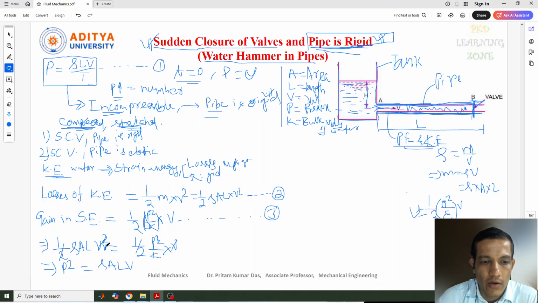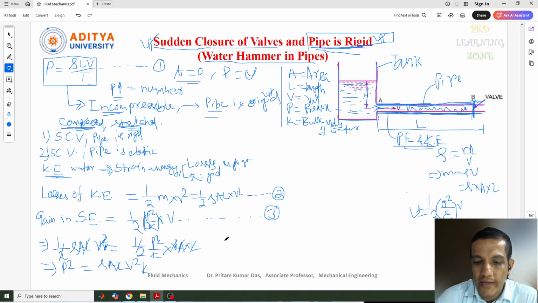Now we can write volume in terms of area into length. So now length can be cancelled, and area can also be cancelled. So L will be cancelled, and as usual V square will be there. There will be no cancellation on V square, and K is there, so K will go to this side.